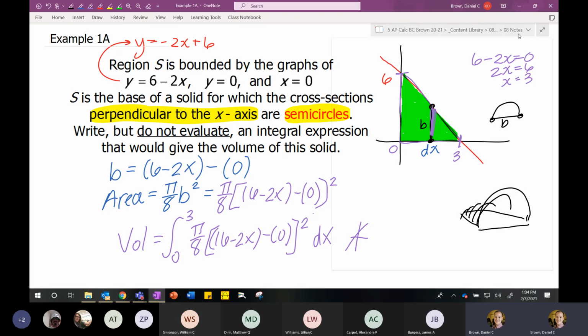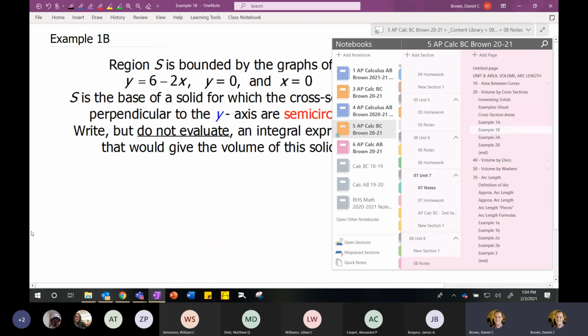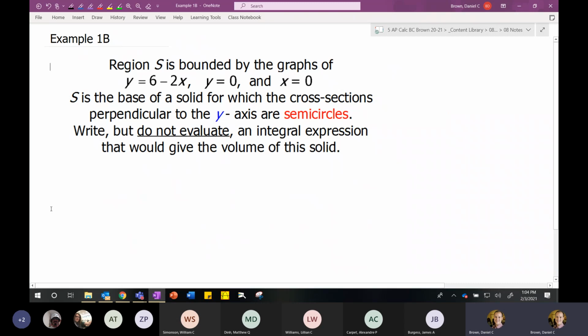Go ahead and try this one for me. I took the same region, and I literally just changed one thing. I kept the same cross-section, so the cross-section is still semicircles. The only thing I changed is the way that you are slicing, which does change how you do the entire problem in many ways. So now instead of slicing up and down, you're slicing left to right. But we are still doing semicircles.